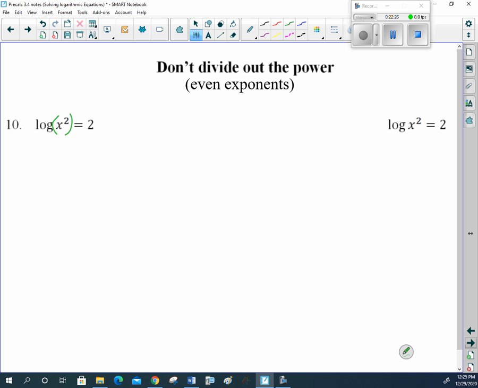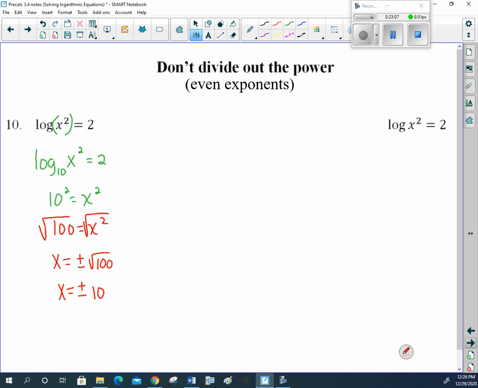I'll show you what I mean. I'll do it the right way, and then I'll divide out the power so you can see why I'm saying don't do that. So if we were going to do this one, to start it out, I've got log base 10 of x squared. So I'm just going to go ahead and do a rewrite. So here's my base. And I would say 10 squared equals x squared. And then when you take the square root of both sides, 10 squared is 100, right? And when you take the square root of both sides, you get x equals plus or minus the square root of 100, which is 10. You get plus or minus 10.